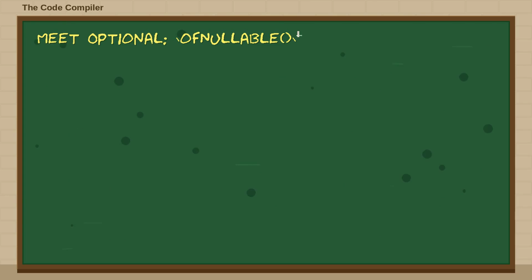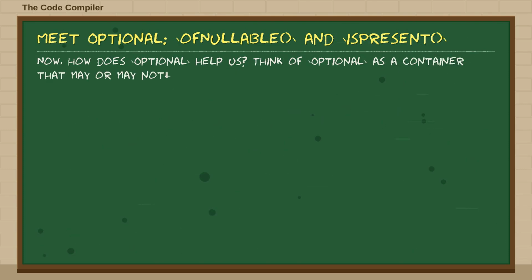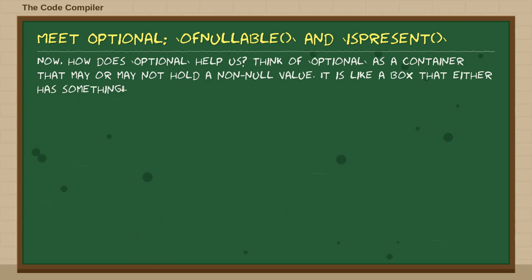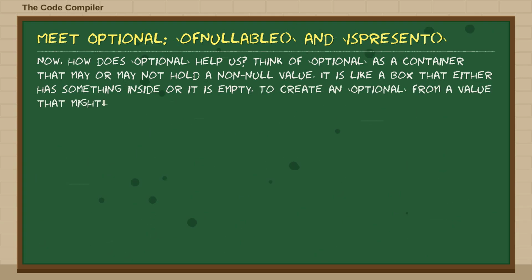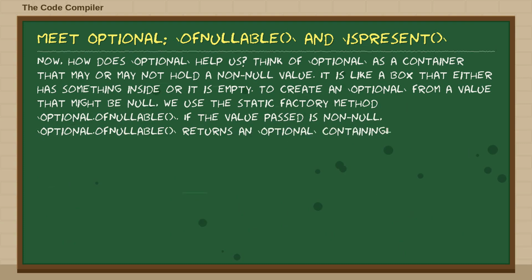Now, how does Optional help us? Think of Optional as a container that may or may not hold a non-null value. It is like a box that either has something inside or it is empty. To create an Optional from a value that might be null, we use the static factory method Optional.ofNullable. If the value passed is non-null, Optional.ofNullable returns an Optional containing that value. If the value is null, it returns an empty Optional.